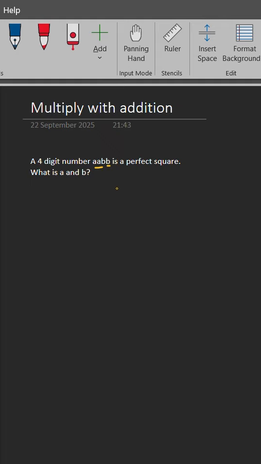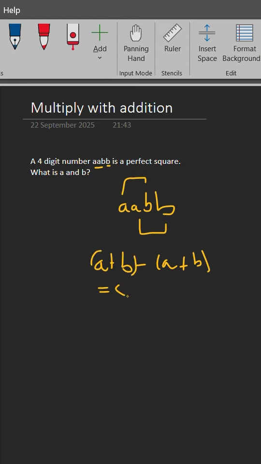But to solve questions like this, the best way to go about it is to try to narrow down your options. Now, if you notice, any number in the form AABB would be divisible by 11. Why? Because the divisibility rule for 11 is the difference of the alternating digits should always be either 0 or divisible by 11. So that would be 0.